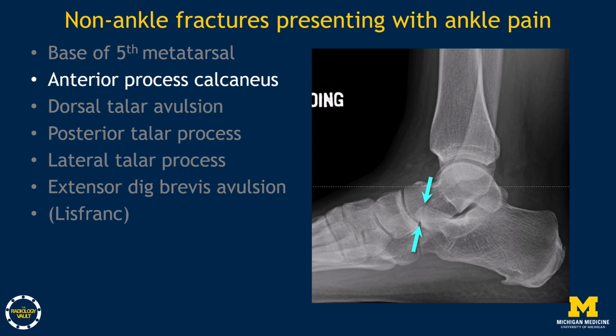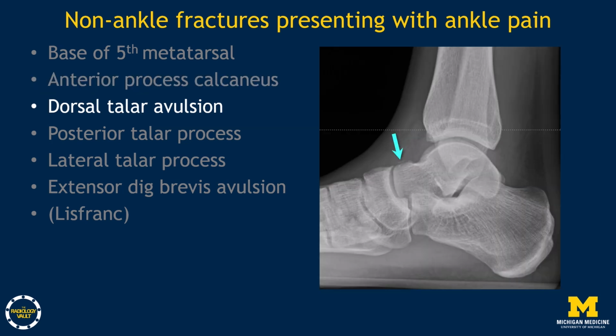The bifurcate ligament attaches the anterior process of the calcaneus to the adjacent cuboid and navicular bones. With the appropriate force, the ligament will avulse the anterior process. These fractures are difficult to see because of the bony overlap in this region.